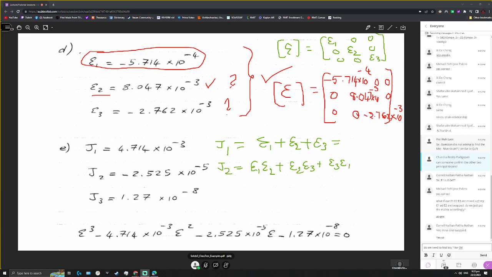Okay, so the J3, the third strain invariant, will be simply epsilon 1 epsilon 2 epsilon 3. So please calculate these three and check whether you get these values or not. I'll wait for your confirmation.